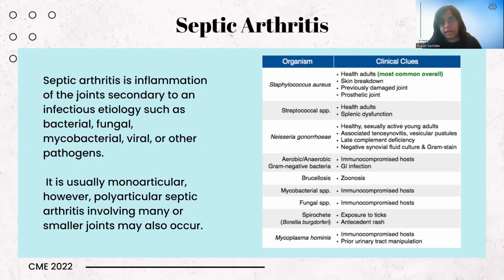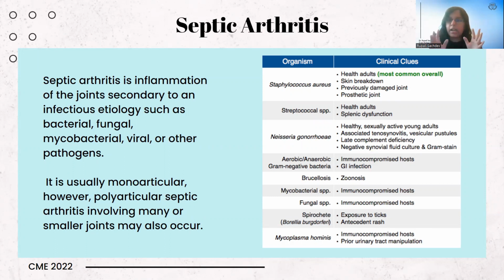Okay, another very common condition, septic arthritis. Basically, septic arthritis, sepsis, you must have heard of before. In this, there is inflammation of the joint secondary to an infection that can be bacterial, fungal, mycobacterial, or viral. It is usually monoarticular. However, polyarticular septic arthritis may occur involving small joints.